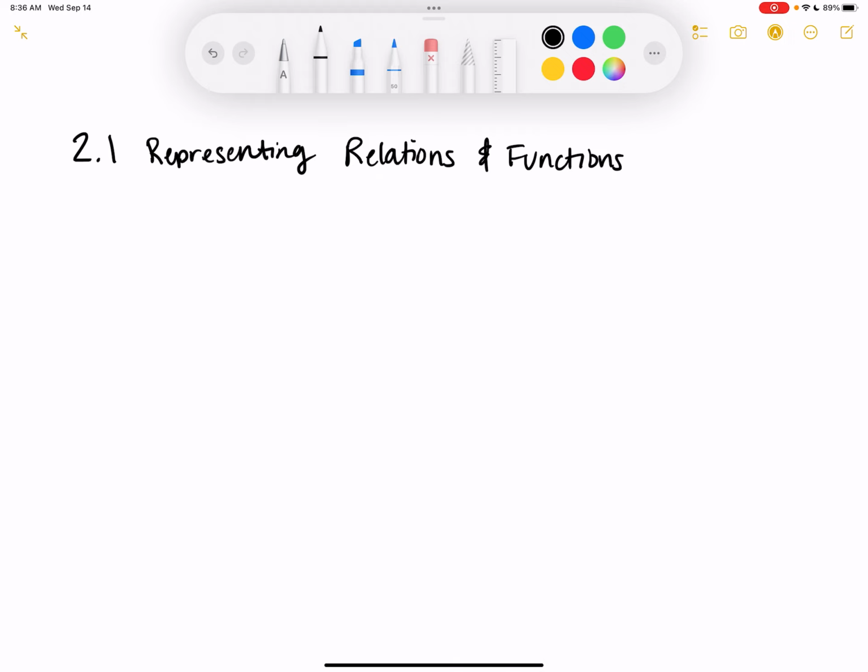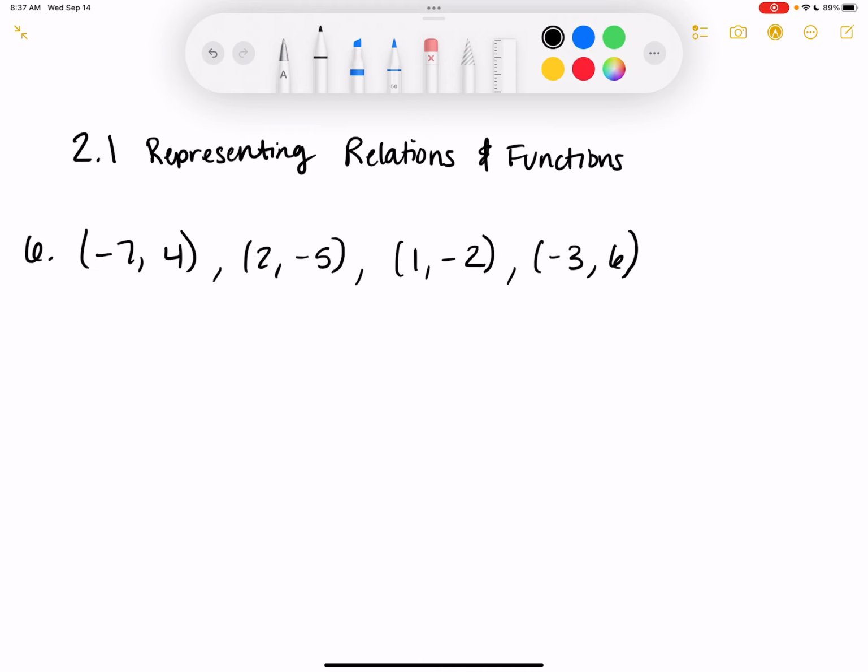So all right, they give you some ordered pairs. This first one is (-7, 4), (2, -5), (1, -2), and (-3, 6).